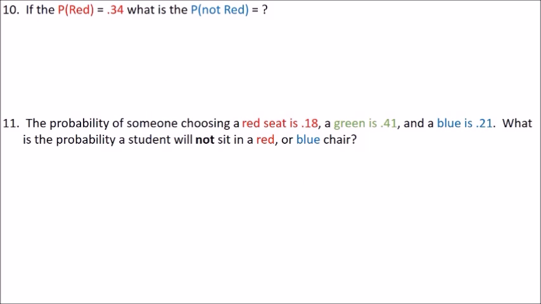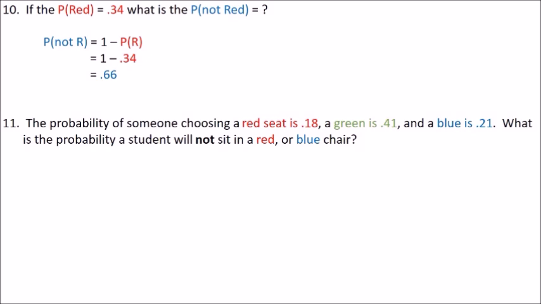Number 10. If the probability of red is equal to 0.34, what is the probability of not red? So again, to find the probability of something not occurring, we take the probability that it does occur and subtract it from 1. So the probability of not red would be equal to 1 minus the probability that it is red. I know the probability it is red, that's 0.34, and I can subtract that from 1. So the probability that it is not red would be 1 minus 0.34, which is 0.66.